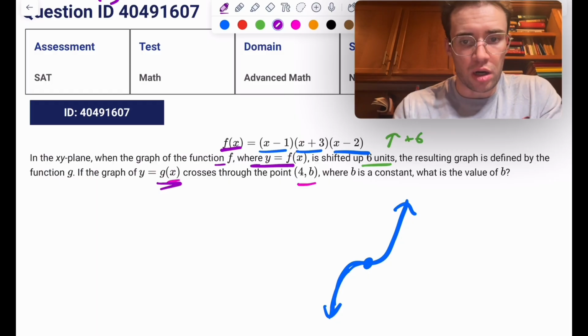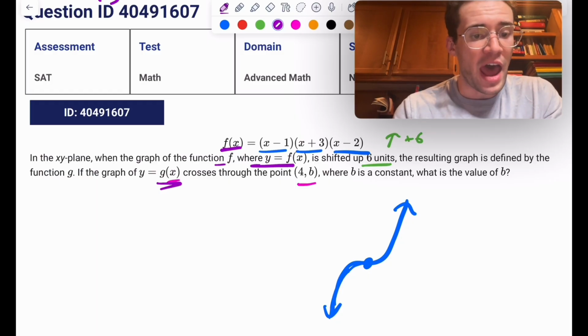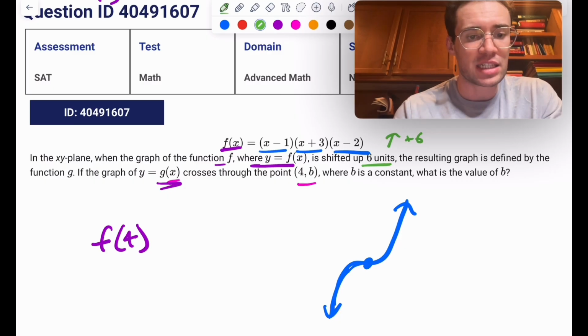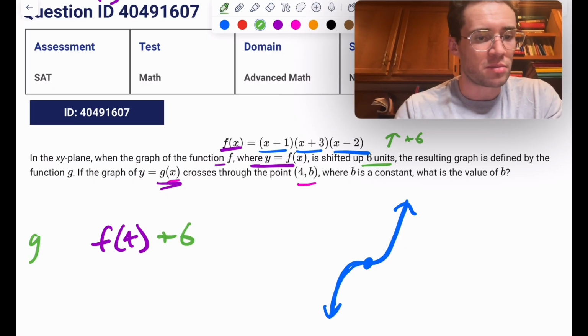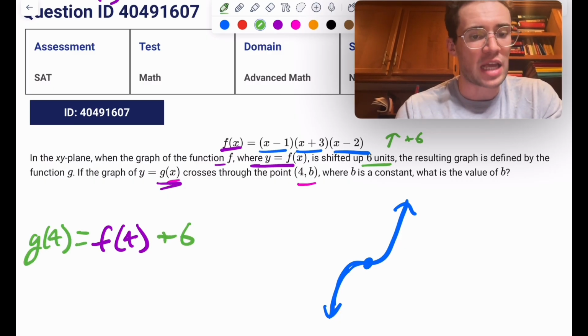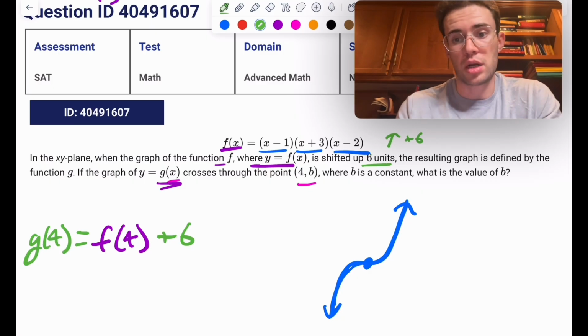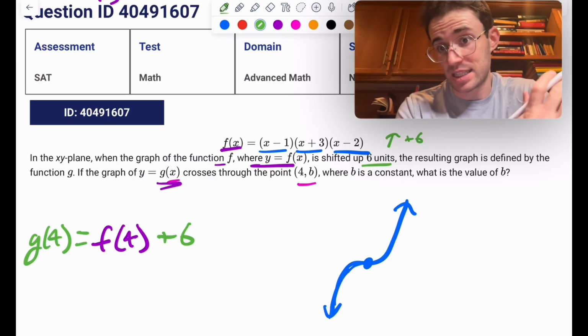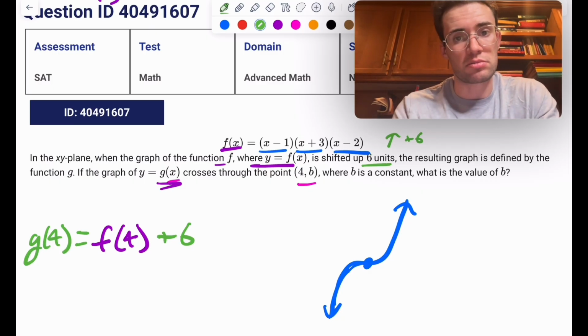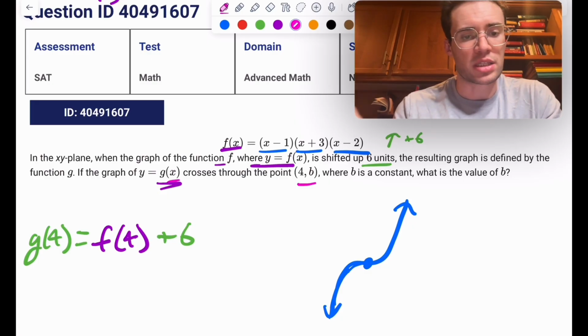So what we need to do here is just plug in 4 for f. So f of 4, and then we're going to add 6 to it. Right? That's going to be g of 4. So g of 4 equals f of 4 plus 6. To shift something up, you just add 6 at the end. It's a lot easier than shifting it to the right or left for this problem specifically.